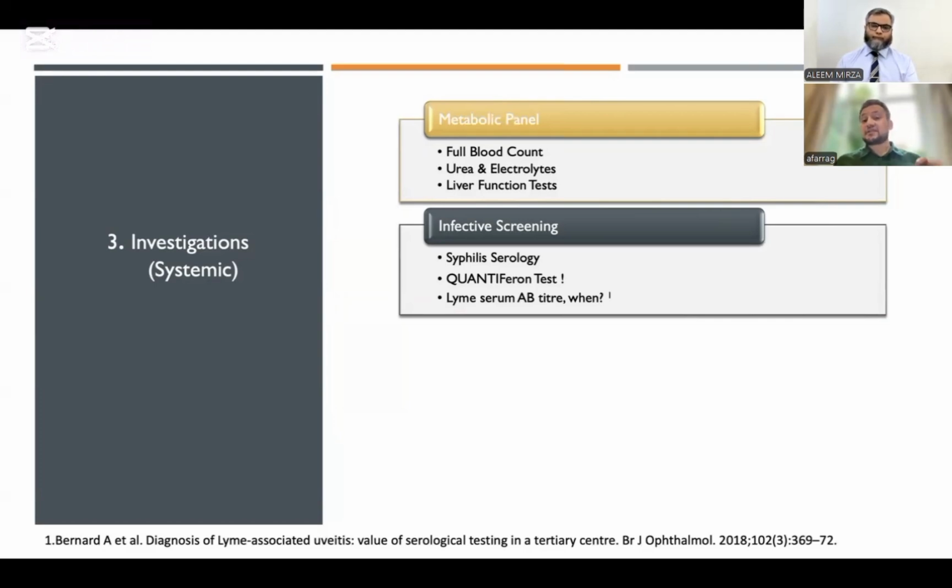But the Quantiferon test and Lyme serum antibody, as you can see, I put with a question or exclamation mark, because intentionally we don't do the Quantiferon test for a patient with intermediate uveitis unless there is a specific condition and specific situation. I'll talk about it later on. And Lyme serology is useless. Don't do it. I cited here, down the slide, a famous publication about the diagnostic sensitivity and specificity of Lyme serology.